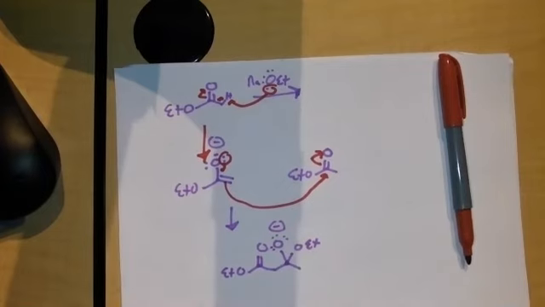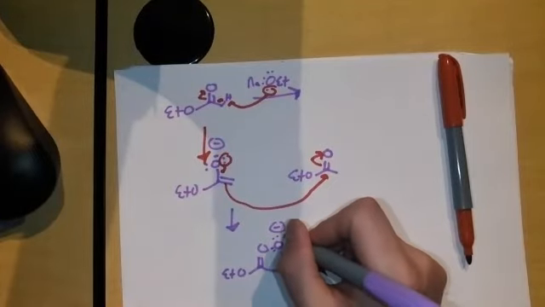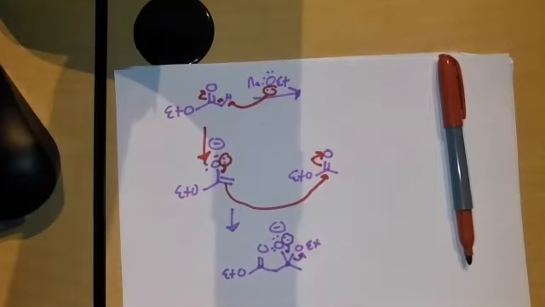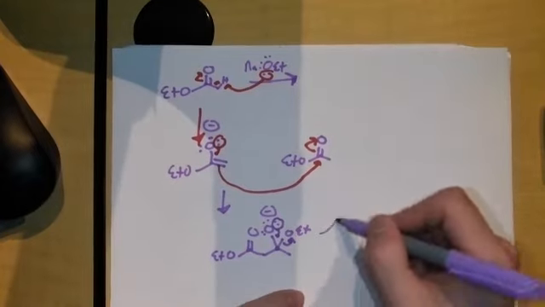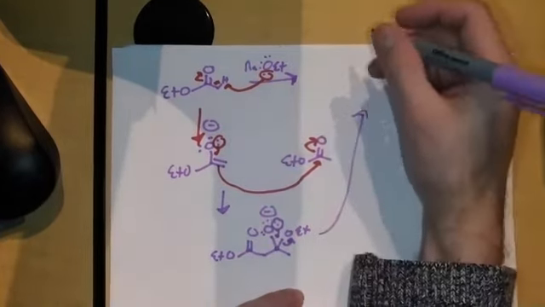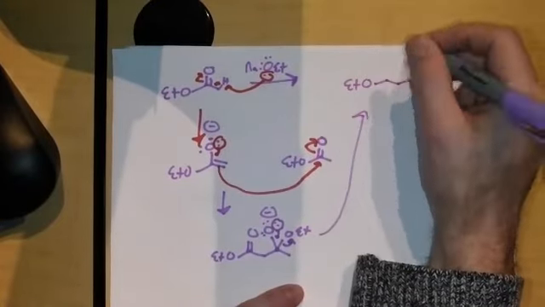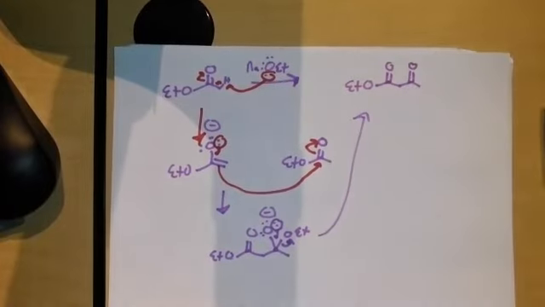And unlike the aldol, where we normally just have an H where that OEt is, now we have somewhat of a decent leaving group. So this can kick out this OEt, and we're going to make a keto ester here, which is actually our final product.